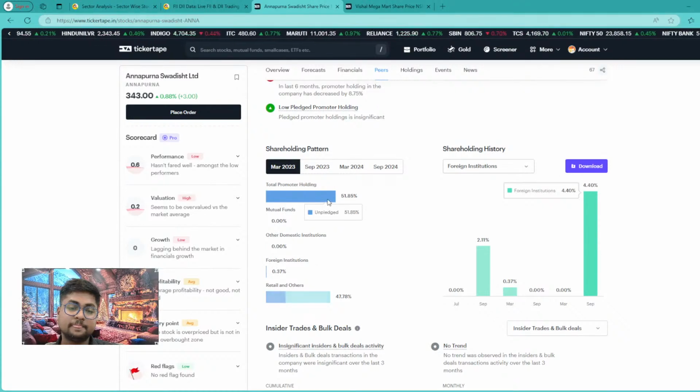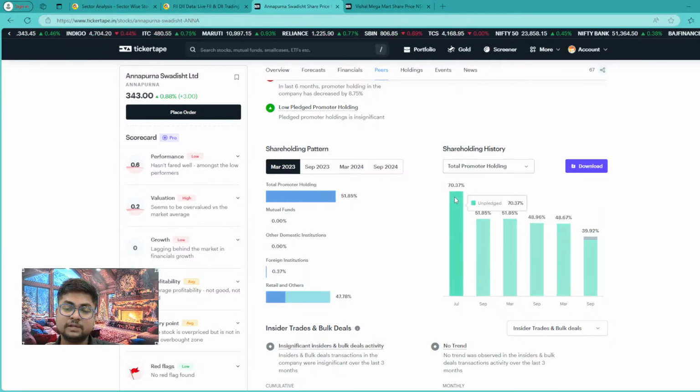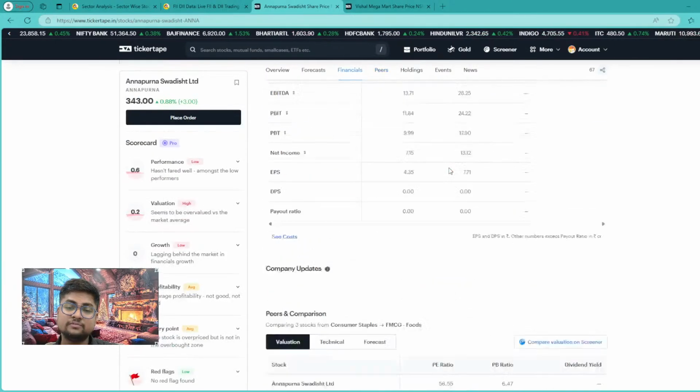Right. Let me take you through it. In the month of July 2024, the promoter had a holding of 70.37%, and it has been consistently decreasing to 39.92%. Even the pledge has increased to 1.83%. It is a very negative sign for any stock. The promoter holding has been consistently falling, and it has decreased a lot from 70%, which was a very good position in the month of July.